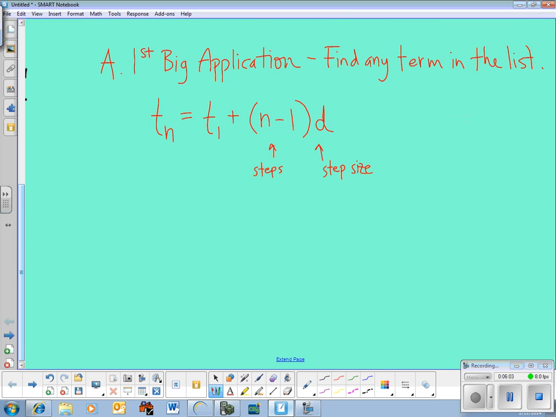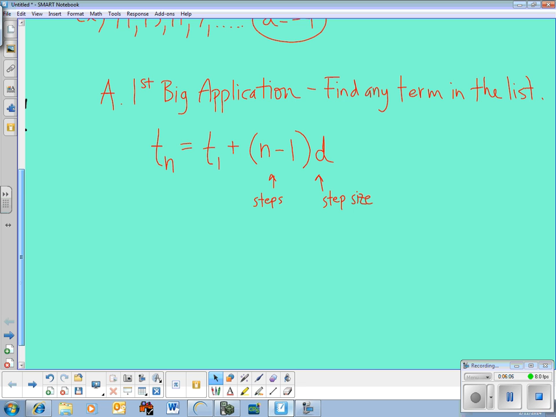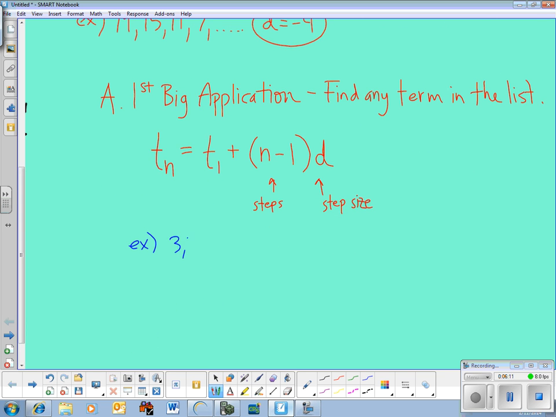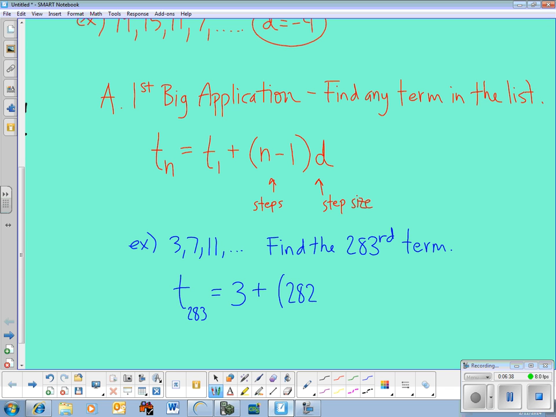So let's take our same example, which was 3, 7, 11. Let's find the 283rd term. It doesn't matter how big the 283 in this case is. You can find the 8 millionth term, and it will be just as easy because of this formula. So what we're looking for is T283. That's equal to our starting point 3 plus 282 steps, each step being size 4.